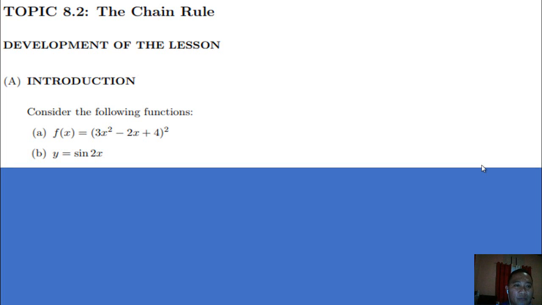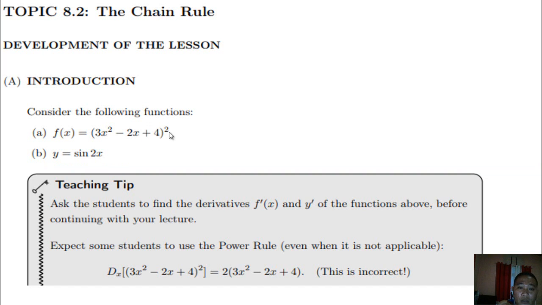Consider the following: f of x equals 3x squared minus 2x plus 4 raised to the power of 2 and y equals sine 2x. Now, we know that for the derivative of the power rule, we multiply by the exponent, then subtract 1. The derivative also of sine 2x is cosine 2x. Now, the question: is that the only derivative of sine 2x? Or is there more? Yes, there is more. And that is the purpose of the chain rule.